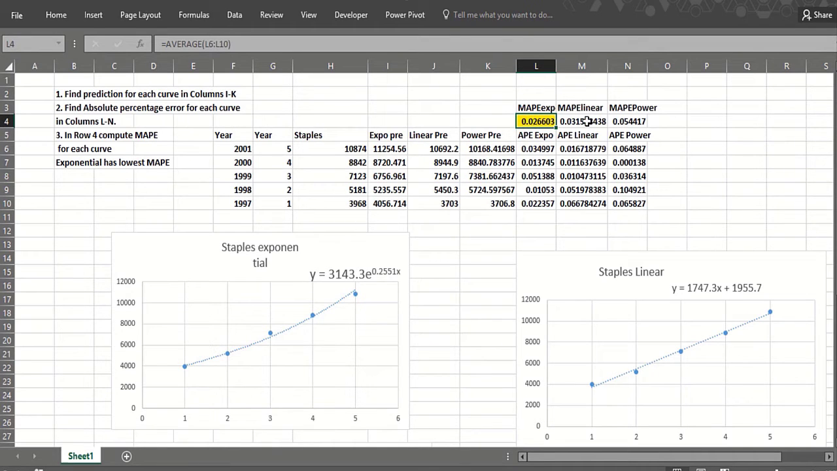Here's the average for the exponential, the average for the linear MAPE, mean absolute percentage error, average for the power, and then the exponential curve does better. So basically it's off by an average of 2.7%, the linear 3.1%, the power 5.4%. So here I would go with the exponential growth curve as the curve that best fit the data.